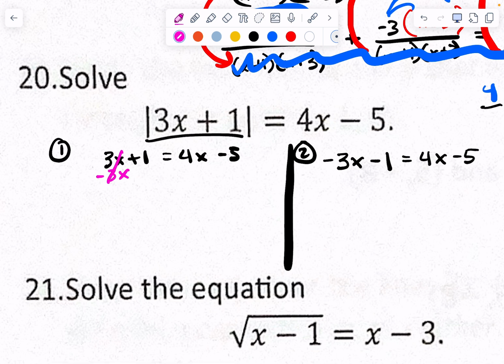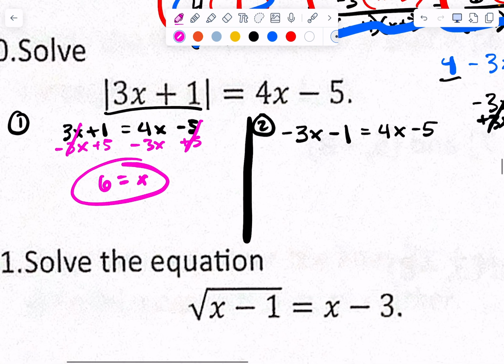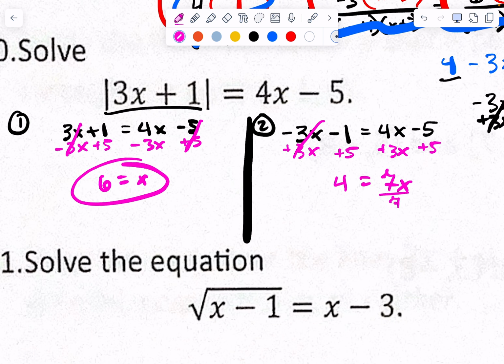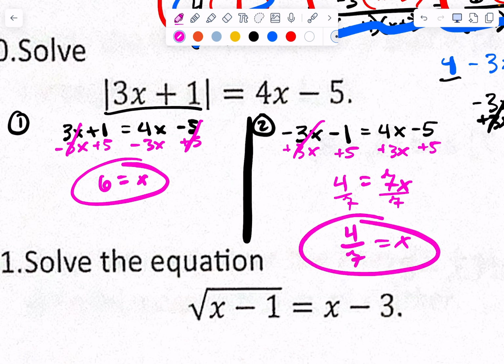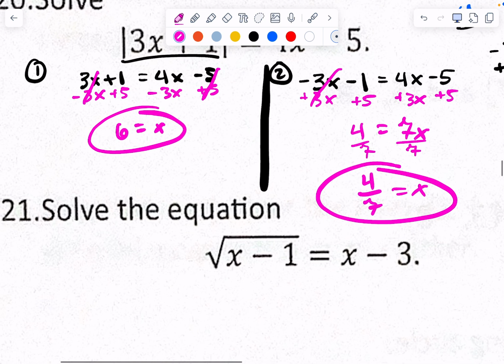Let's subtract the 3x minus 3x, and let's add the 5. So that is 6 equals x. That's it. Hey, that was nice. Over here, this one's going to be not so nice, I'm going to guess. If I add the 3x, that actually makes 7x over here. But if I add the 5, that makes 4. So if I divide by 7, x equals 4/7. Is that true? You can plug those back in if you want to, and it will end up being the same, and it's totally fine. Okay?